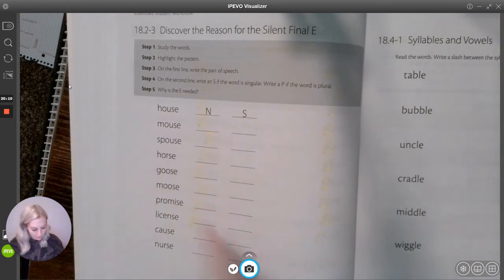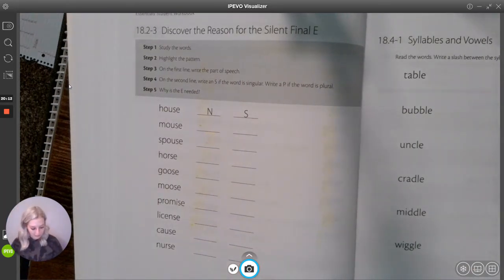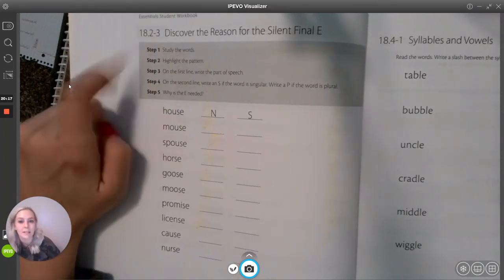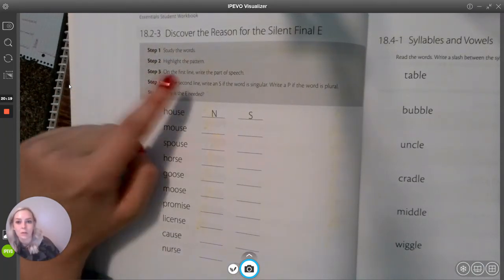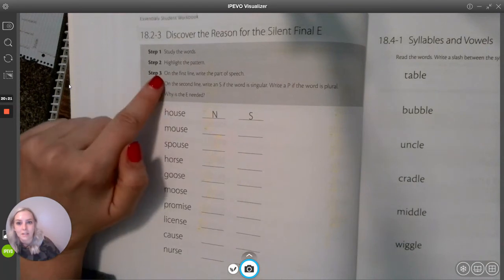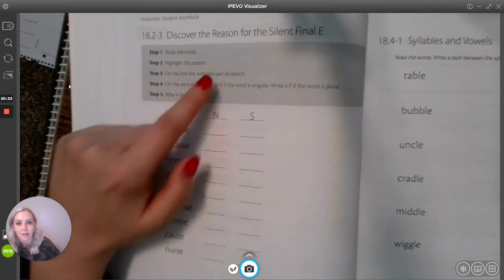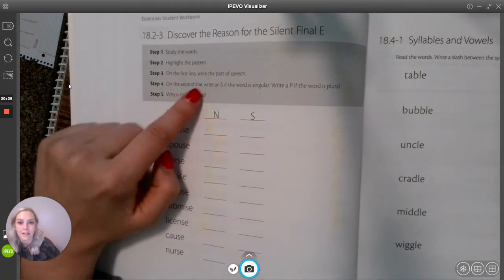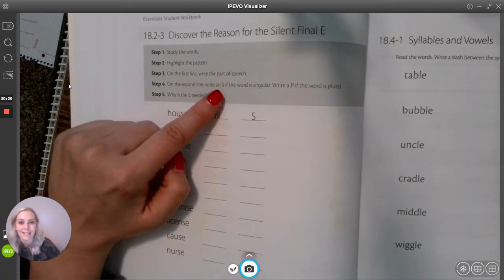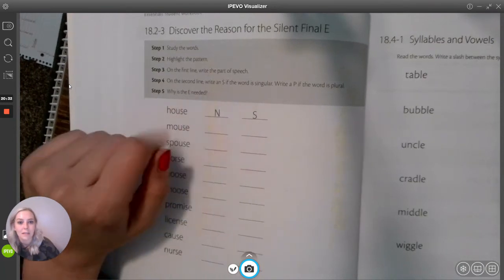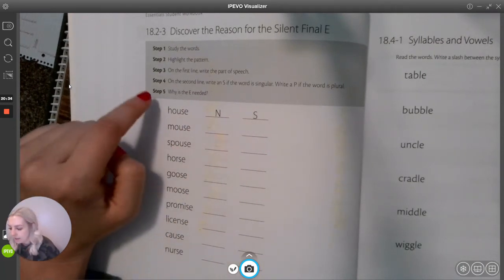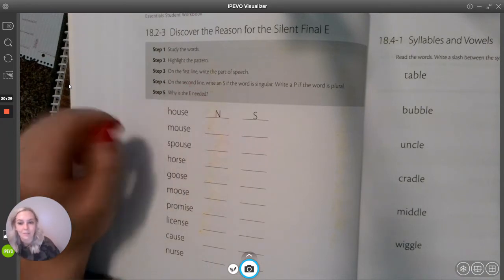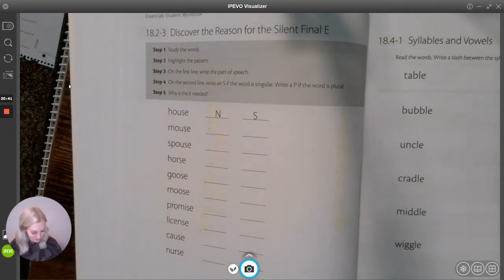So, discover the reason for silent final E. Got a couple steps here. Step 1, study the words. Step 2, highlight the pattern. Step 3, on the first line, write the part of speech. Step 4, on the second line, write an S if the word is singular, P if the word is plural. And step 5, why is the E needed? So just thinking to yourself, okay?